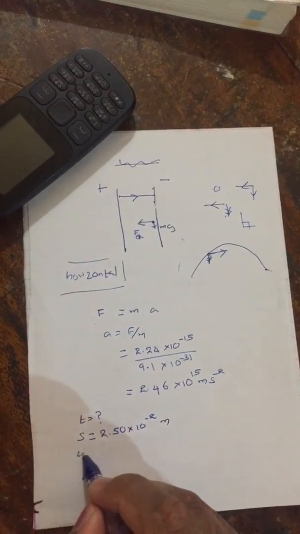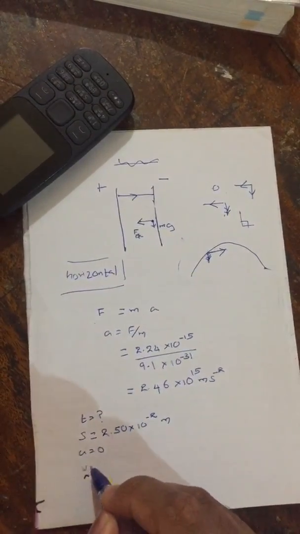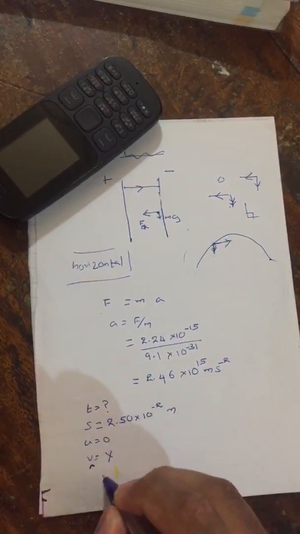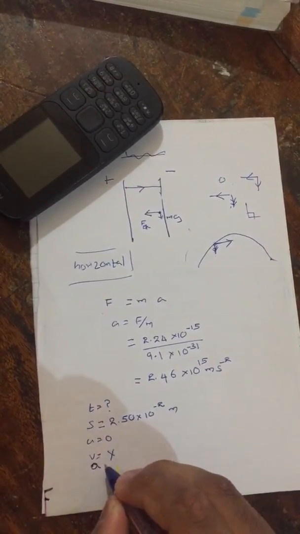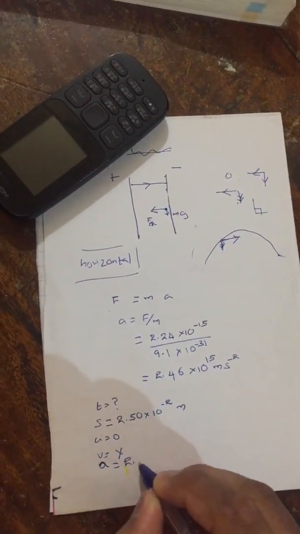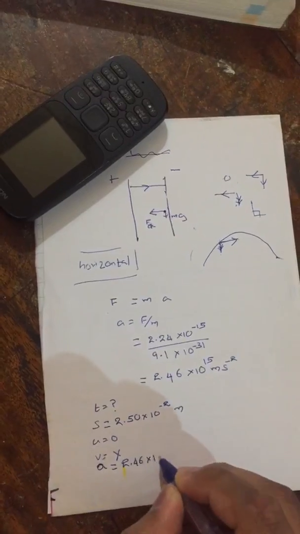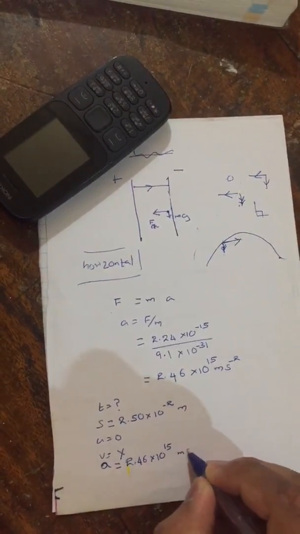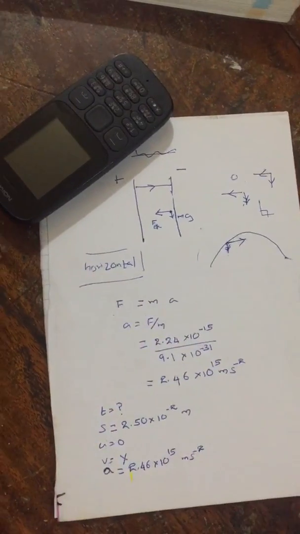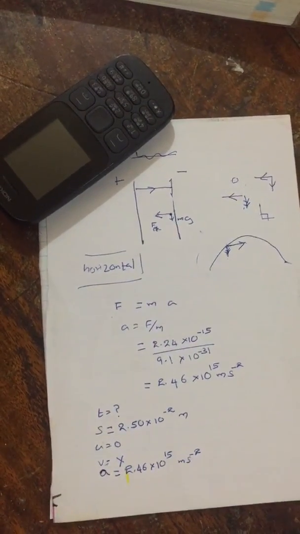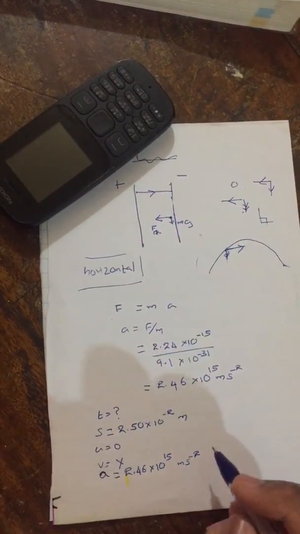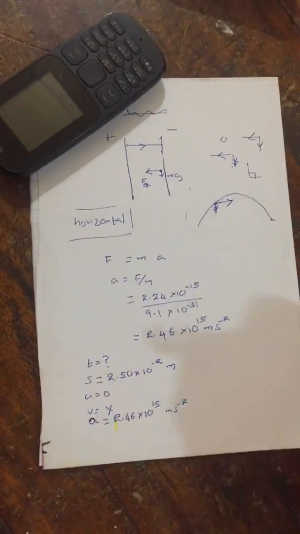Then U is 0, we don't know V, and A we just calculated, 2.46 times 10 to the power 15 meters per second squared. So we don't know the V value, so we need an equation without V.